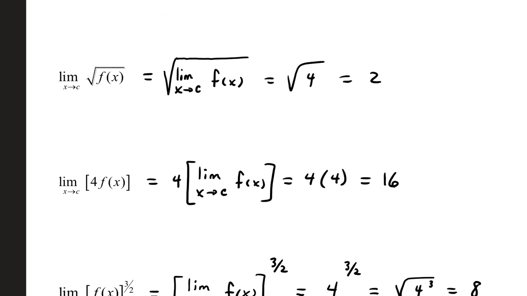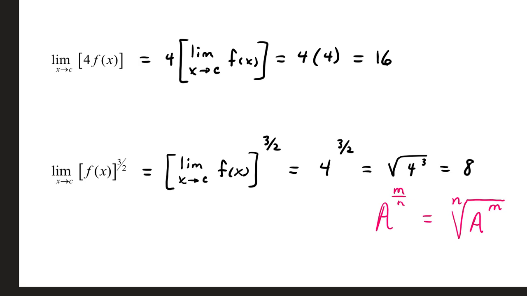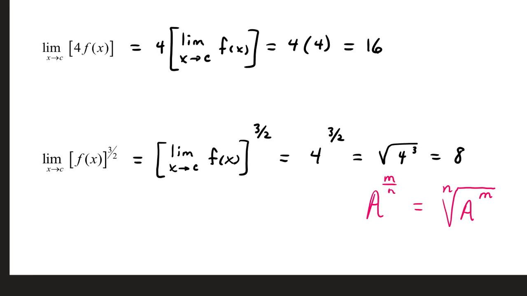If you look in your e-text, properties are given, and they're all given together if you want to look at a little more formal definition of your limit properties. This next example, the limit as x approaches c for 4 times our function, that can also be 4 times the limit of our function, which was 4. 4 times 4 is 16.